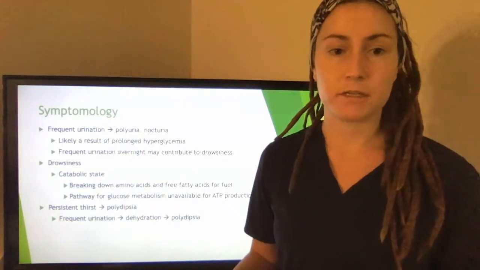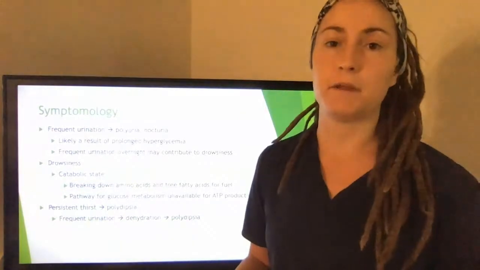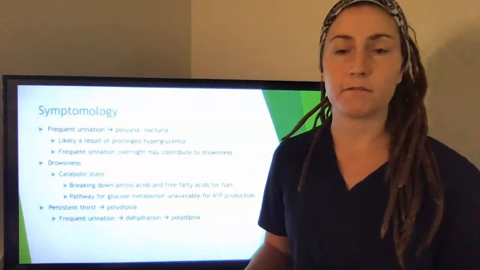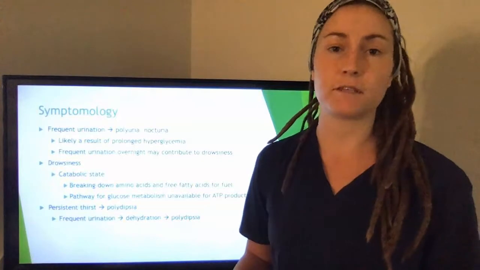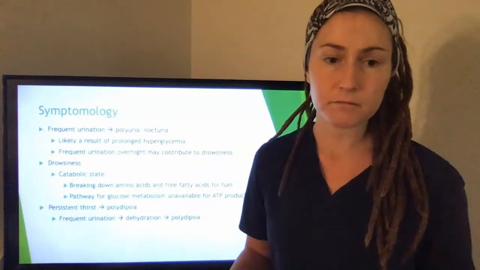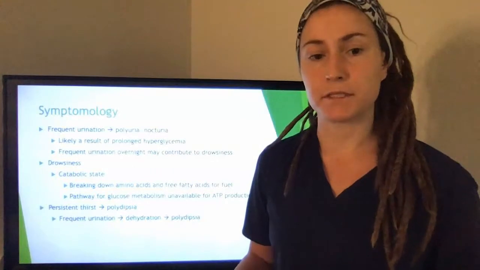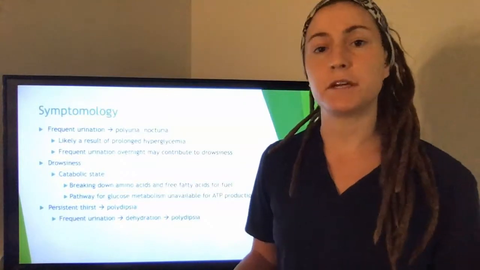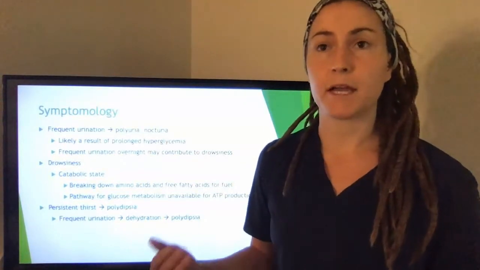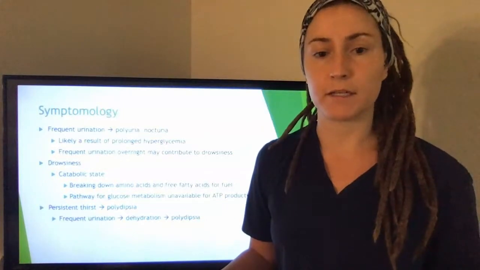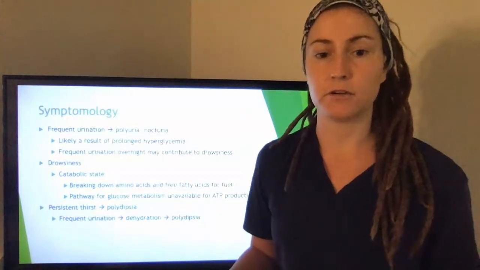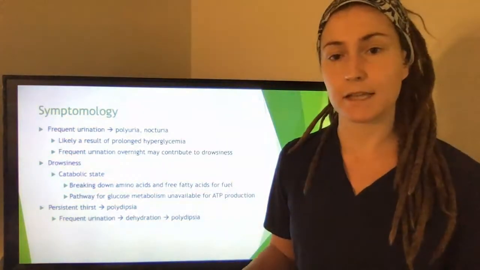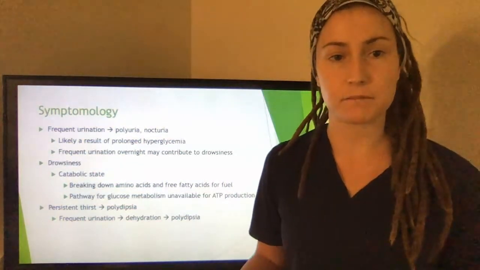Along with that, the patient may be in a catabolic state as they're breaking down amino acids and free fatty acids for fuel, so they're likely to feel tired because their pathway for glucose metabolism is unavailable for typical ATP or energy production. Lastly, the patient does have persistent thirst, which is also known as polydipsia, and this generally occurs because the patient is urinating so frequently that they're likely becoming dehydrated from an overall volume loss in their body and therefore are trying to drink a lot to overcome that. So these are the symptoms that the patient is dealing with, and it's likely undiagnosed type 1 diabetes mellitus.